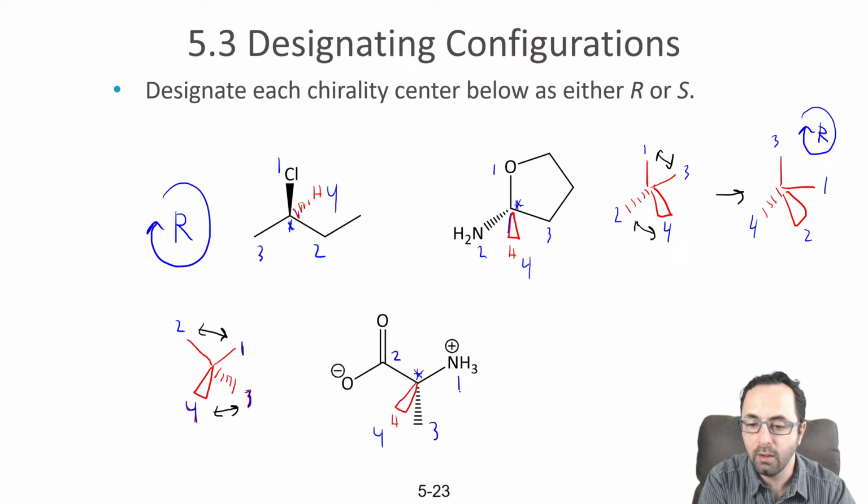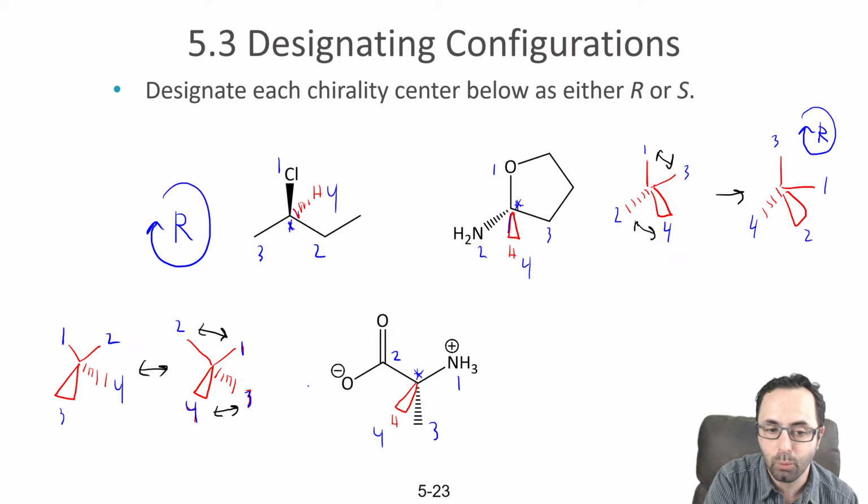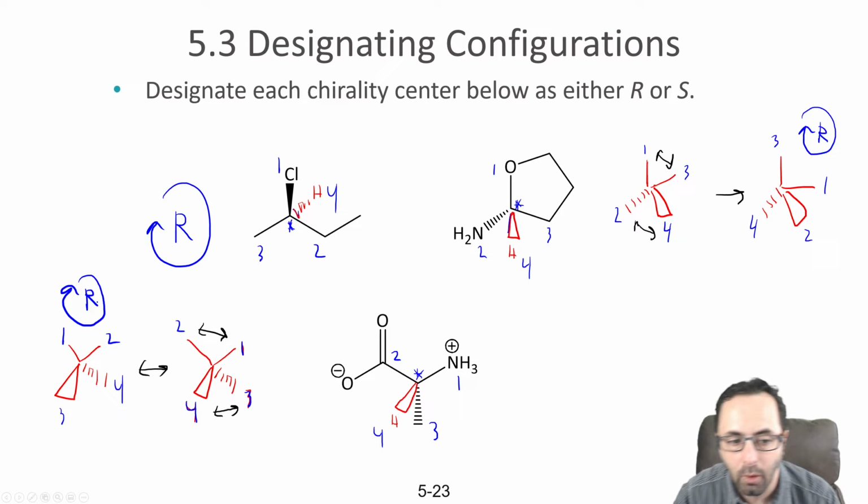So if we do that switch, then what we get is this new, really it's just a rotation of the previous one. It's not new. It's just like we rotated it. But there's a shortcut because rotating it in your mind is difficult. So 1, 2, 3, 4. And again here, the 4 is in the back, and again our situation is 1, 2, 3 in a clockwise orientation. So this one's also R. They're all R.